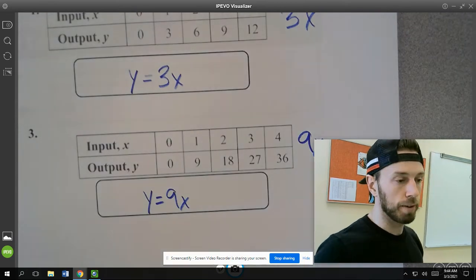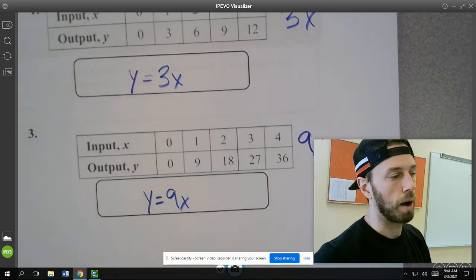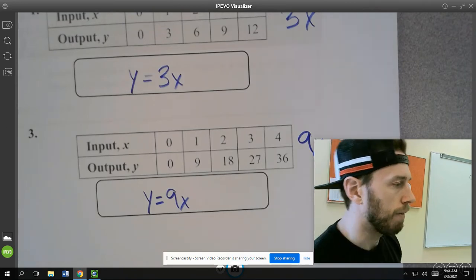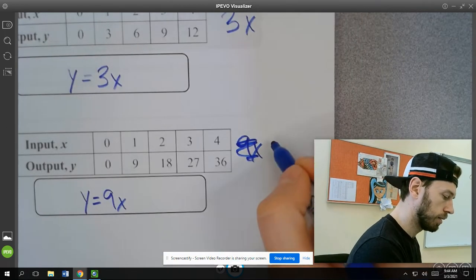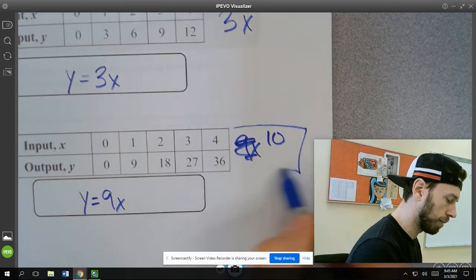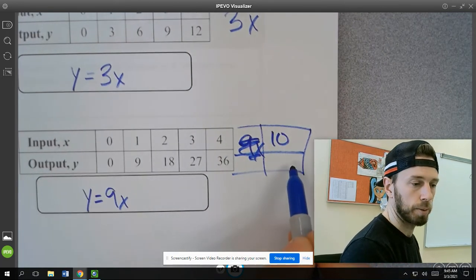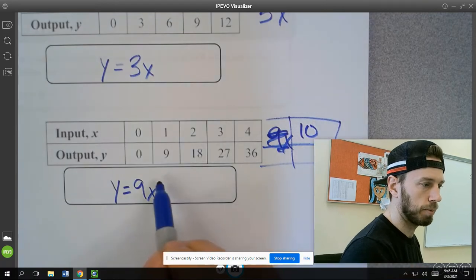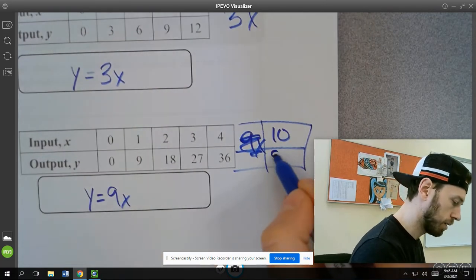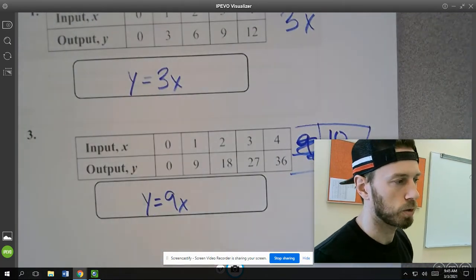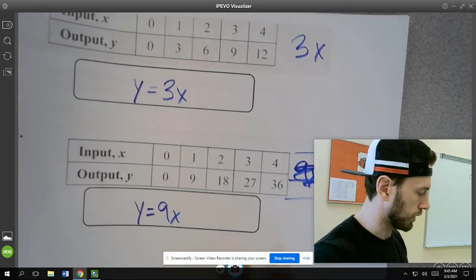Okay? And if we were given a number, no matter what that number is, we could figure out what the output would be. For example, if I said that the input was 10, right, if this graph kept going, you could probably tell me what the output would be, right? If the input was 10, then we just multiply that by 9, and the output would be 90, right? So there's our rules. A little bit of practice there.